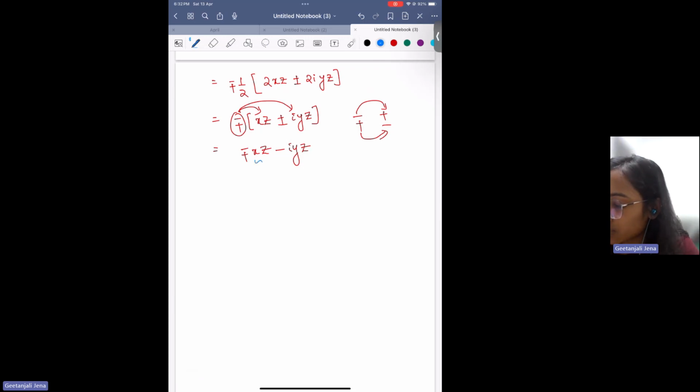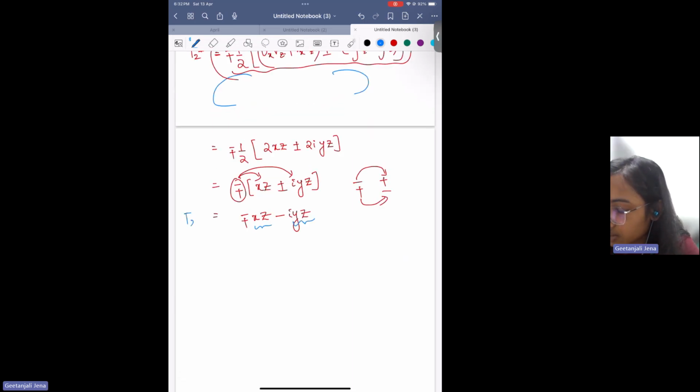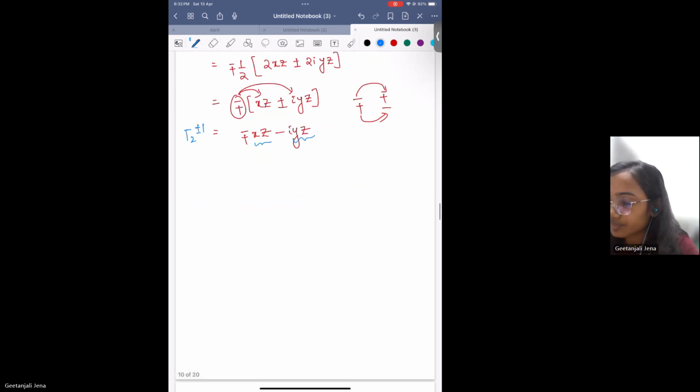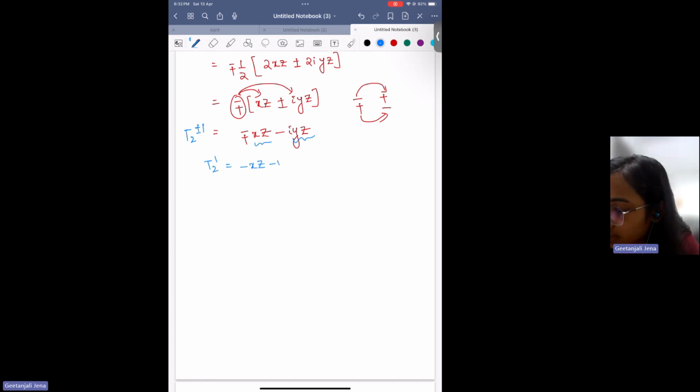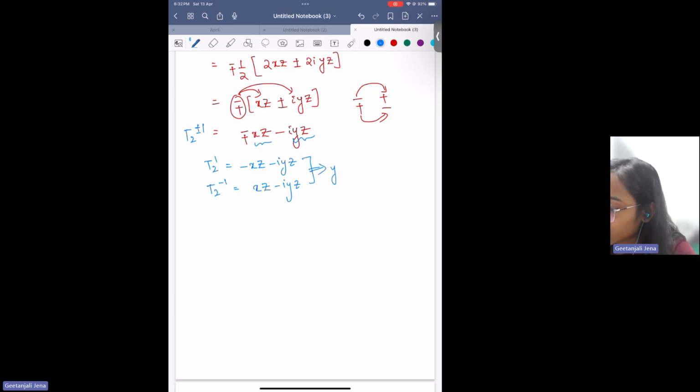So here we have two terms, one is xz and the other one is yz. So that means you can get the expression for xz and yz from here. So this means T2 1 is minus xz minus i yz, and T2 minus 1 is xz minus i times yz. Now if you add these two terms, you will get the expression for yz. So I'm writing the final expression after rearranging the terms. So you will get minus 1 by 2i, and this is T2 1 plus T2 minus 1.